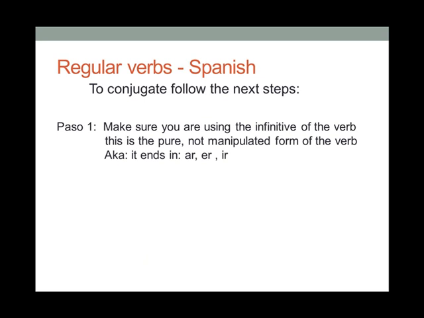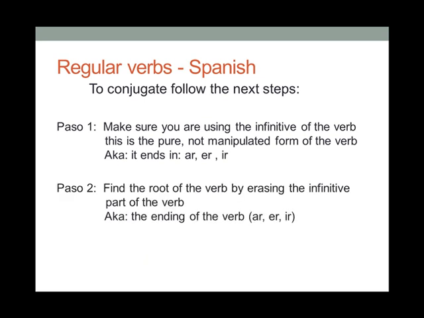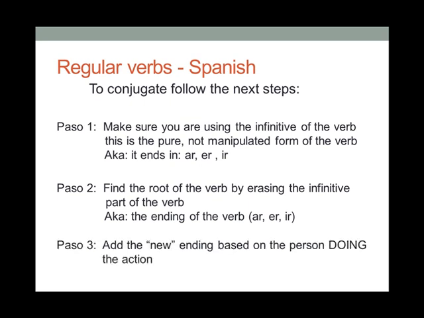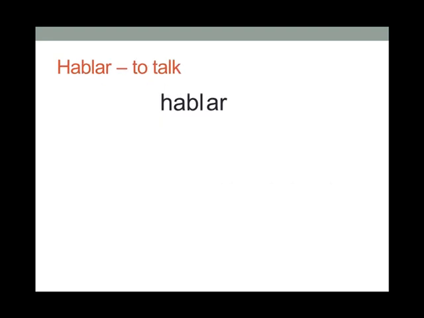Okay, let's go back to our conjugation. So we said that our step number 1 is to make sure that we're using the infinitive form. Step number 2 will be to erase the infinitive part of the verb. So that AR, ER, or IR is going to be eliminated from the verb. And step number 3, you add a new ending based on the person who's doing the action. I know this sounds very confusing, so let me just give you an example. It'll be easier to understand it this way.